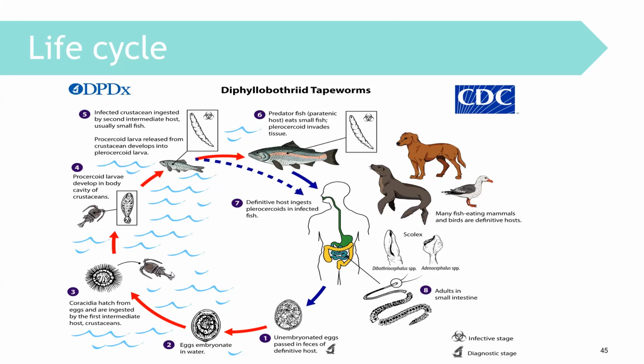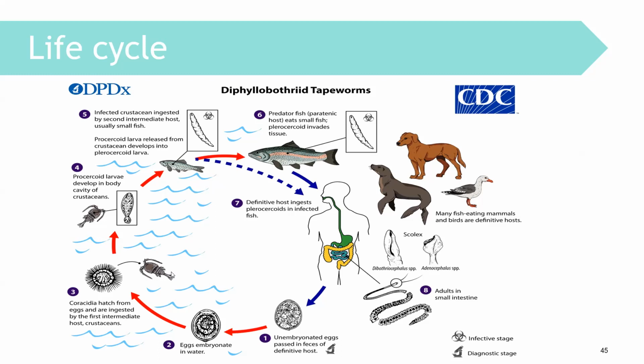According to CDC, Diphyllobothrium latum can also be called the Diphyllobothrium tapeworms. So again, the ingestion of food that contains the plerocercoid initiates the infection to humans. Seals, birds, and dogs may sometimes be the definitive host of the parasite.